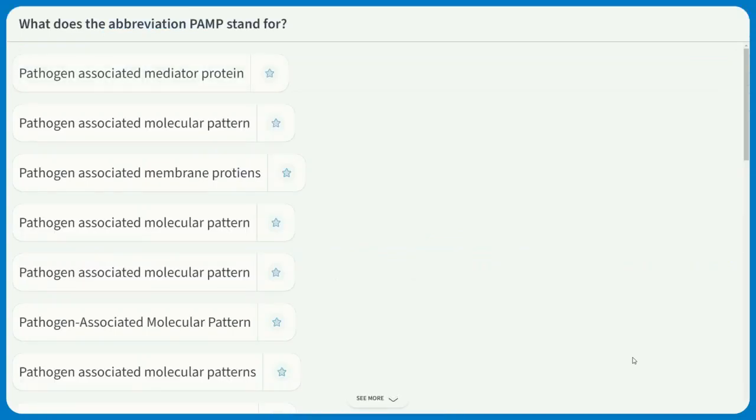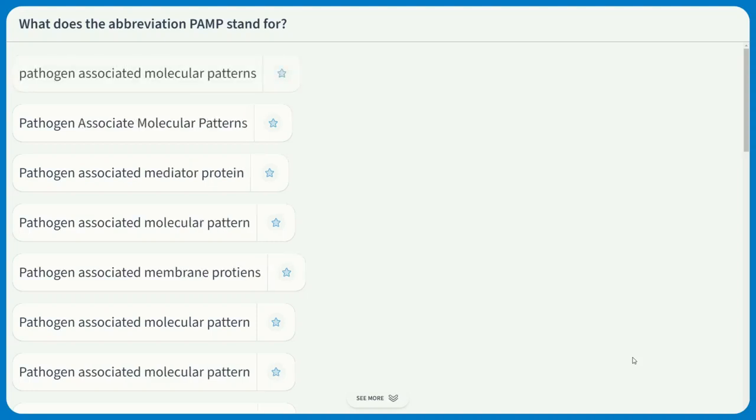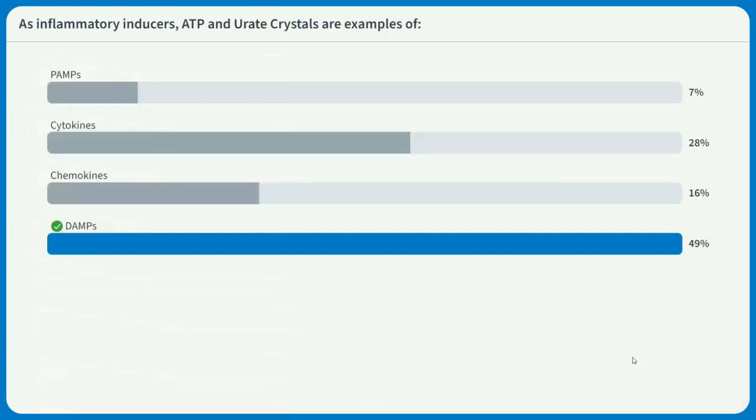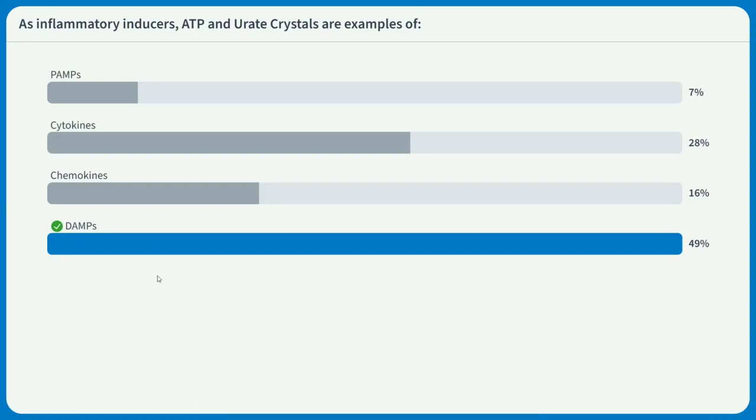So, what does PAMP stand for? It looks like pretty much everyone's got this: pathogen-associated molecular patterns. Remember that they are detected via the pattern recognition receptors. Now, when it comes to inflammatory inducers such as ATP and urate crystals, what are these examples of? These are examples of our damage-associated molecular patterns. You can think about ATP being released from cells where it shouldn't be, and uric acid crystals being deposited in the joints of patients with gout. So they're the damage-associated molecular patterns.